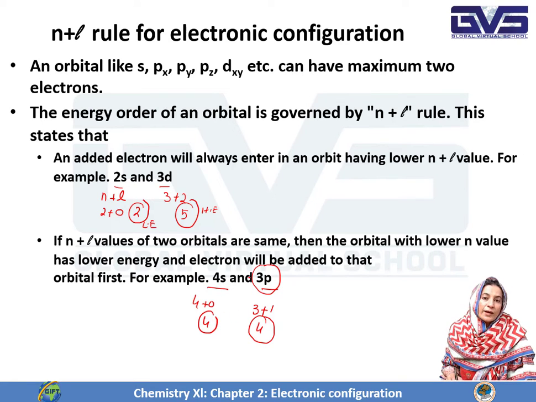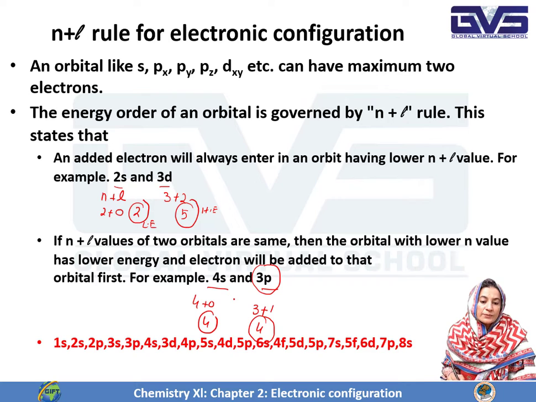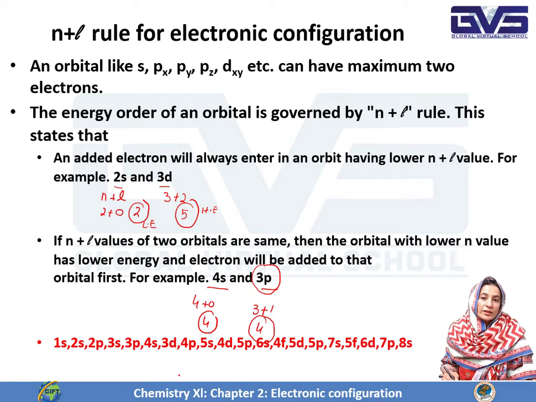And if you find the n plus l values and then arrange according to n, you get the same sequence as in the previous slide that I told you from the diagram. So just remember that, and you can find this sequence, and using this sequence you can fill the electrons.